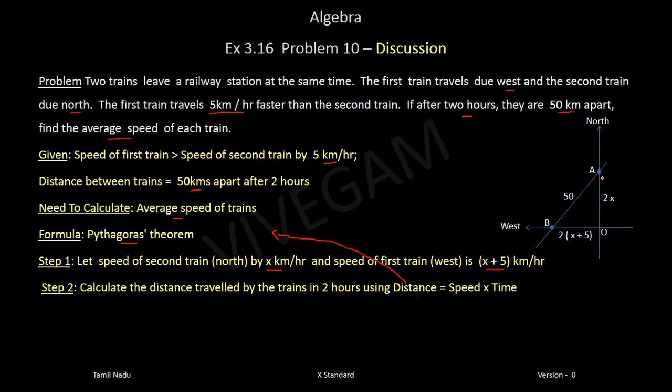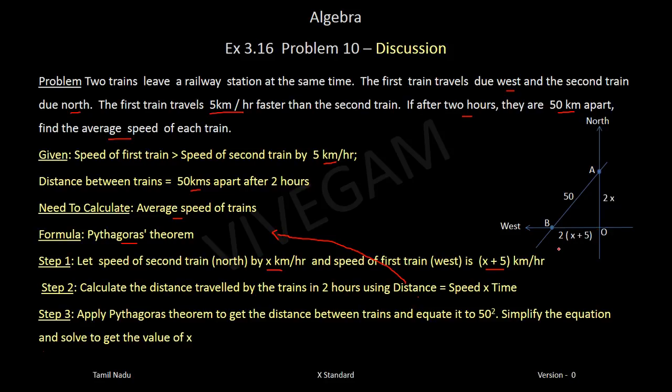So this train is traveling at the speed of x kilometers per hour. So in 2 hours it would have traveled 2x kilometers. The train along west is traveling at the speed of x plus 5 kilometers per hour. So in 2 hours it will be 2 into x plus 5 kilometers distance traveled. So this direction, that is OA, is 2x and OB is 2 into x plus 5. Now apply Pythagoras theorem to get the distance between trains and equate it to 50 squared.